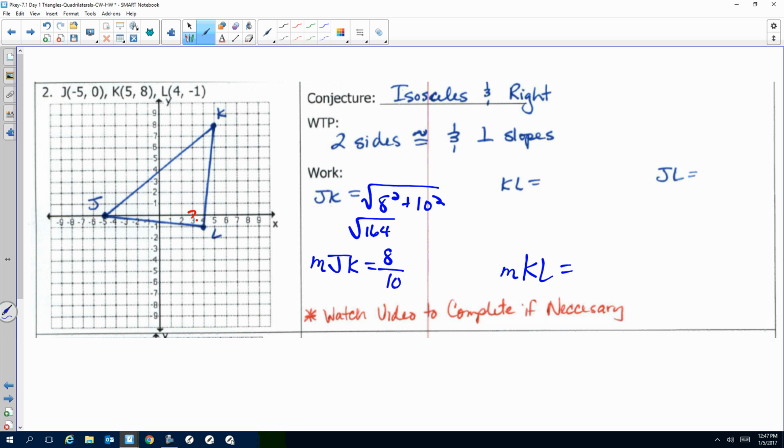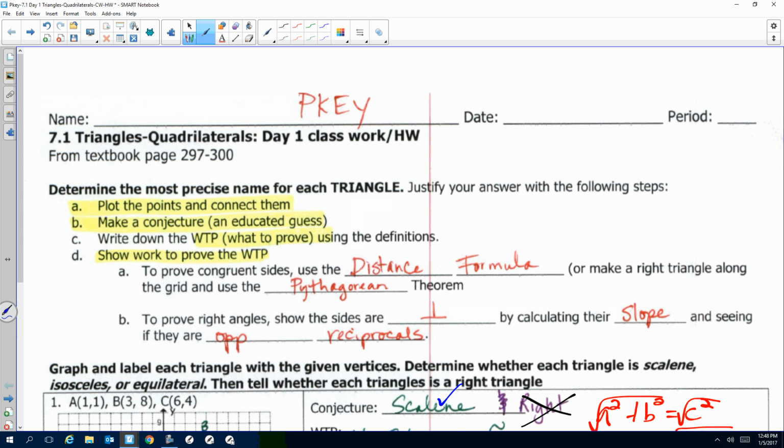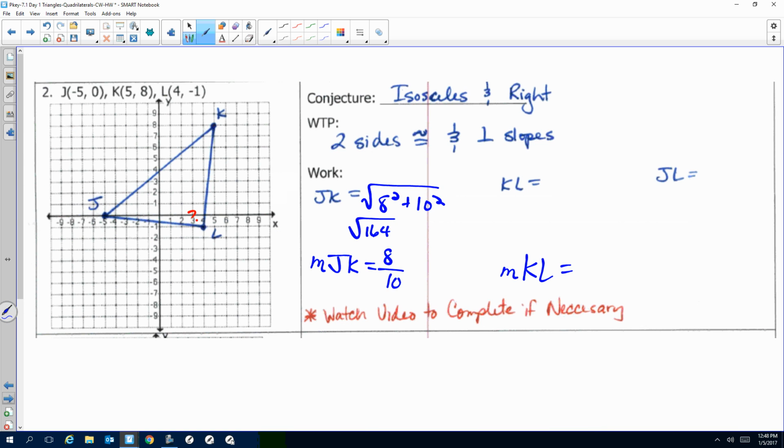As long as I see two of the same, I should be fine. Because I wrote on here, I say you can use the distance formula or Pythagorean Theorem for the slopes. Okay. One or the other. I think the slopes are faster.